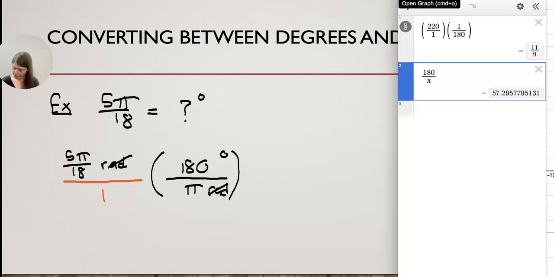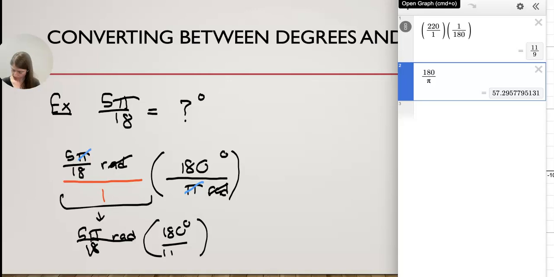So when we look at other things that can cancel, notice in this case, we can cancel these pi's. If it makes you uncomfortable to kind of look at that fraction over a fraction, you can just go ahead and rewrite this. For example, you could write 5 pi over 18 and then just leave the word radians, or put the radians like this, and then kind of cancel like this.